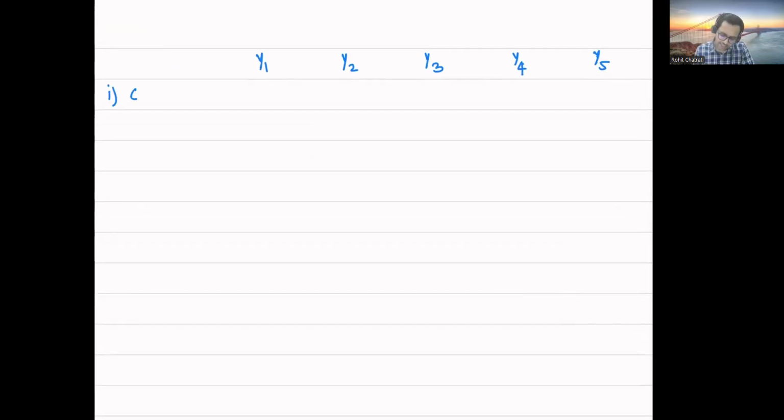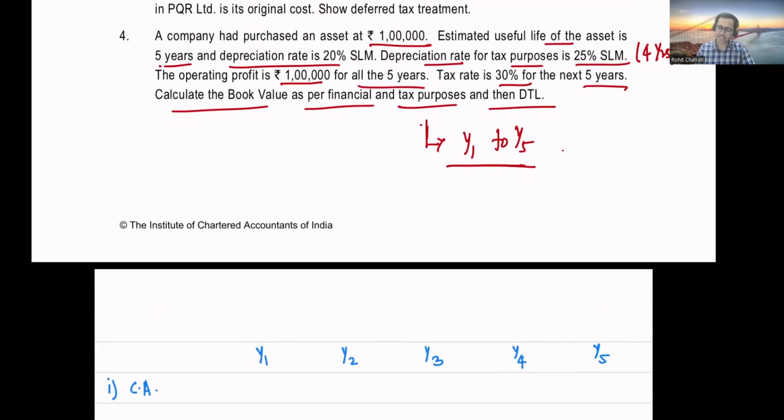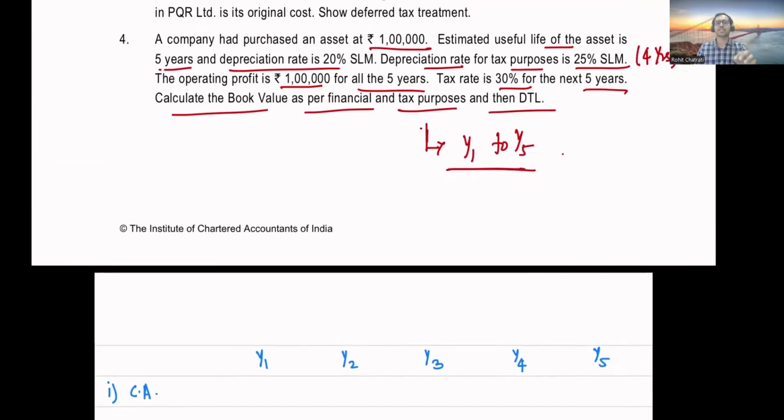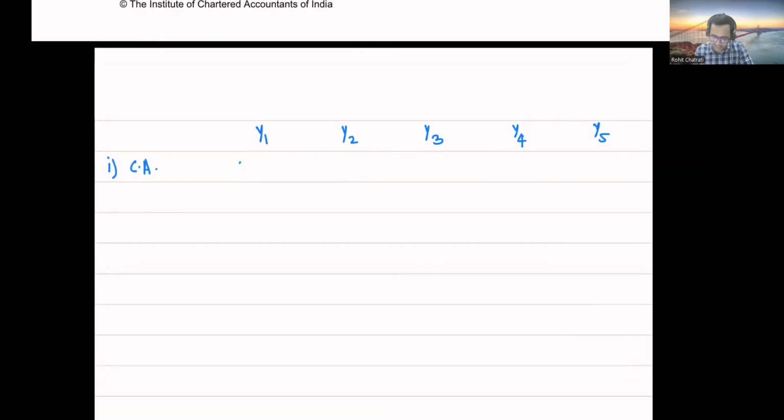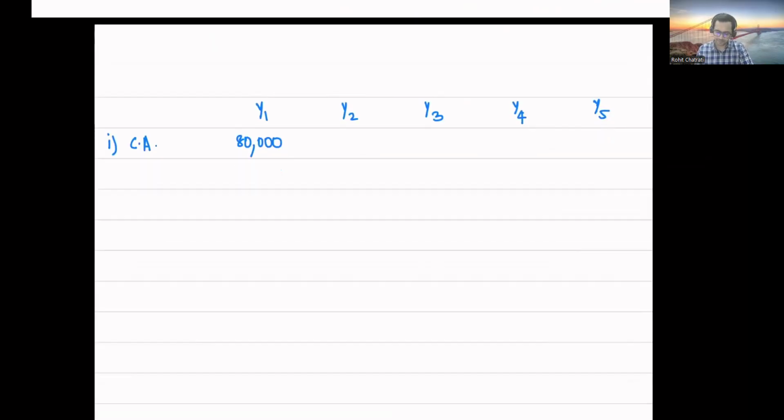Step number 1 is calculating the carrying amount of the asset. Remember, the asset is purchased at 1 lakh. Assume that the asset is purchased at 1 lakh at the beginning of year 1. Every year, I'm going to charge a depreciation of 20,000 because the question mentioned that the depreciation rate is 20% SLM. So at the end of year 1, I would have charged the depreciation of 20,000. Therefore, my carrying amount is going to be 80,000. 1 lakh was the cost, 20,000 of depreciation has been charged, and therefore I'm going to have a carrying amount of 80,000.